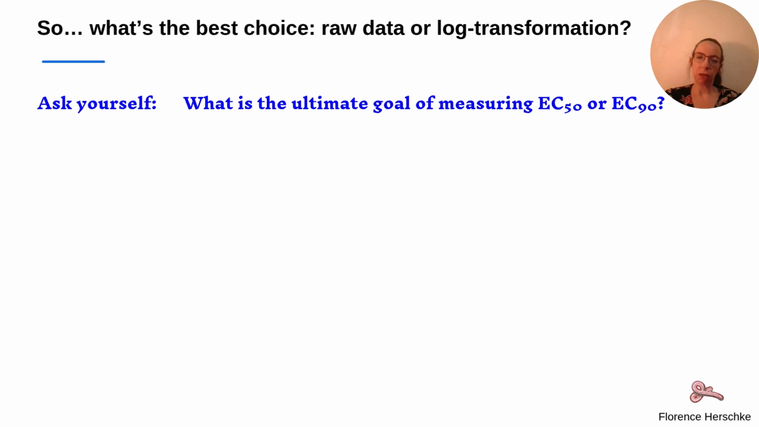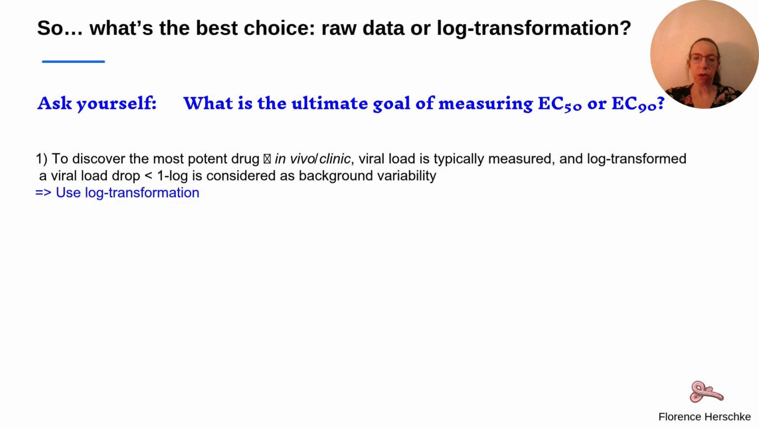What is the ultimate goal for you in your particular context of measuring EC50 or EC90 of the compounds you are studying? Is it on one hand to discover the most potent compound, the most potent drug? If that is the case, please remember that in vivo or in the clinic, viral load is typically measured and log transformed. And in that case, a viral load drop of less than 1 log is actually considered as background variability. If that is the case, then definitely use log transformation.